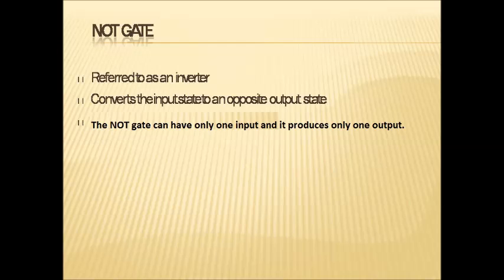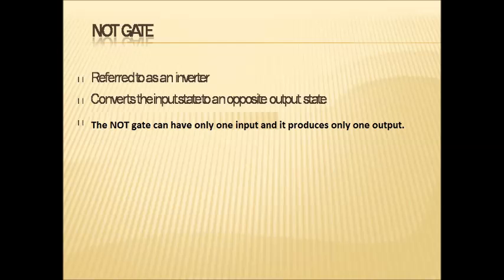So our third basic logic gate is the NOT gate. It is also called an inverter. Actually, it converts the input state into the opposite output state. Suppose you provide 1 as the input for a NOT gate, it will produce the output 0. If you provide the input 0, it will produce the output 1.